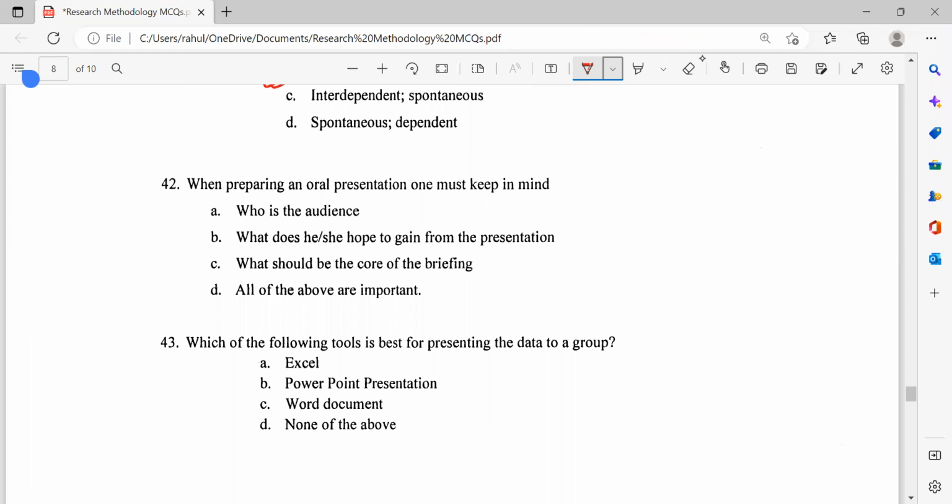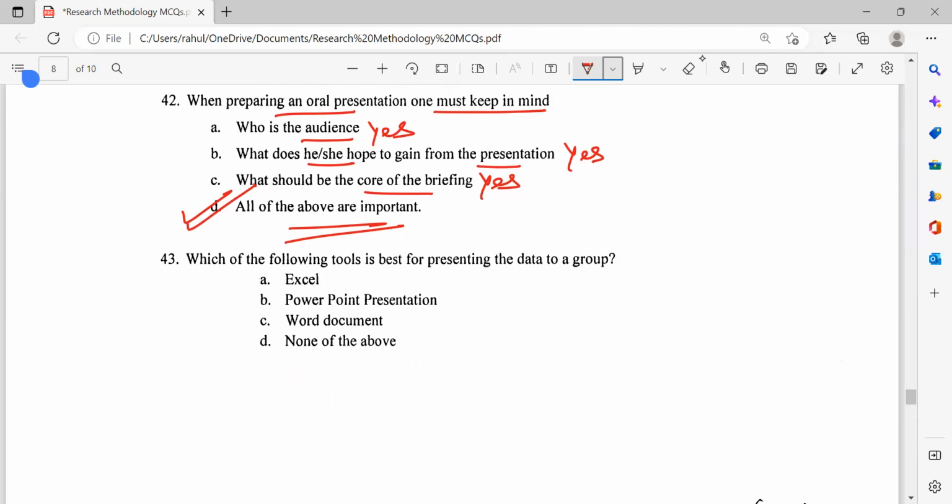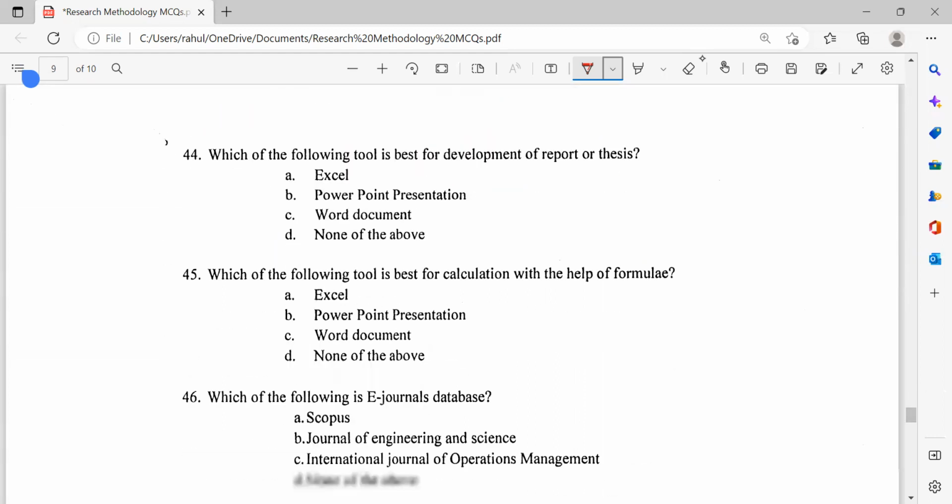Question number 42. When preparing an oral presentation, one must keep in mind who is the audience, what does he or she hope to get from the presentation, what should be the core of the presentation? All of the above. Question number 43. Which of the following tool is best for presenting data to a group? We want presentation, PowerPoint. 100%, isn't it?